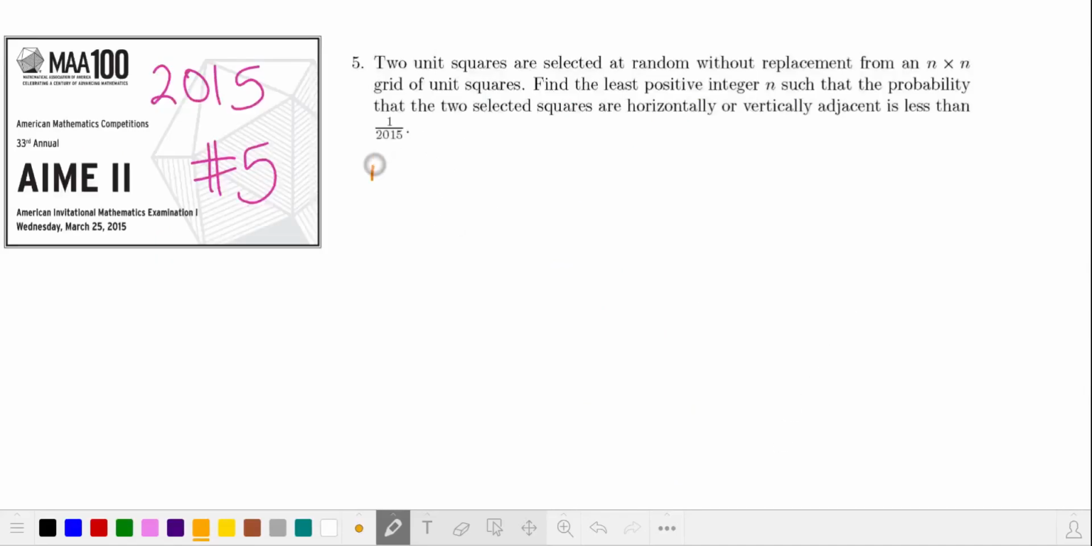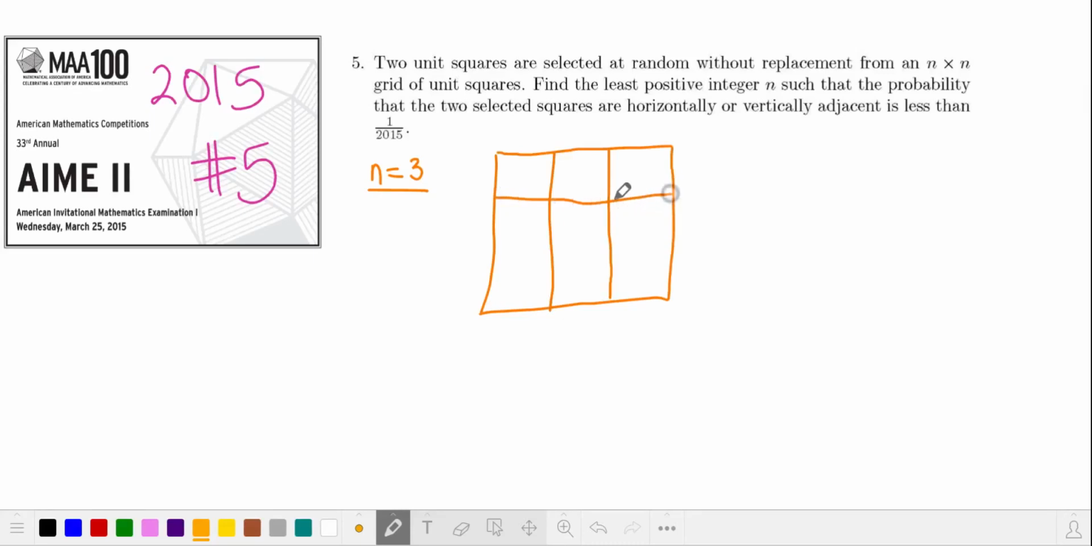This will be easier to solve if we consider smaller cases. Let's see what happens when n is equal to 3 and see if we can generalize from that. This is a 3 by 3 grid of unit squares, and let's look for squares that are adjacent. So these two are adjacent and these two are adjacent. Each row has 2 pairs of adjacent squares.